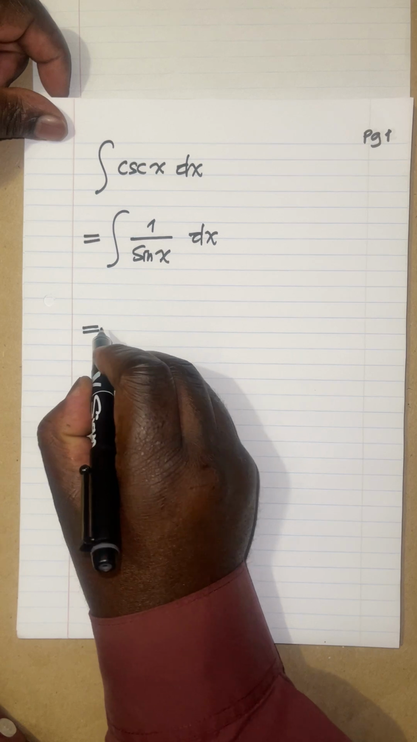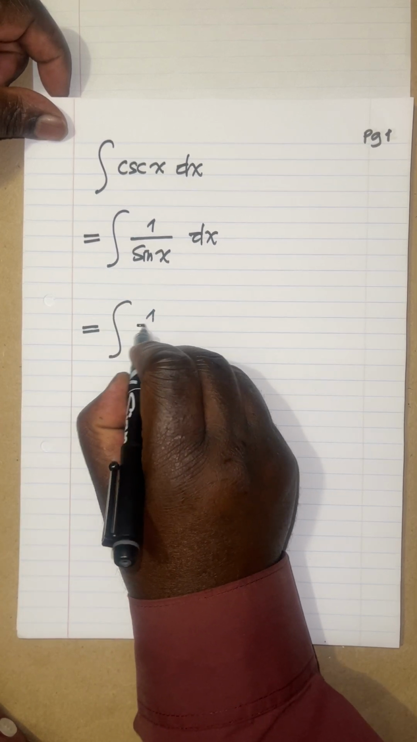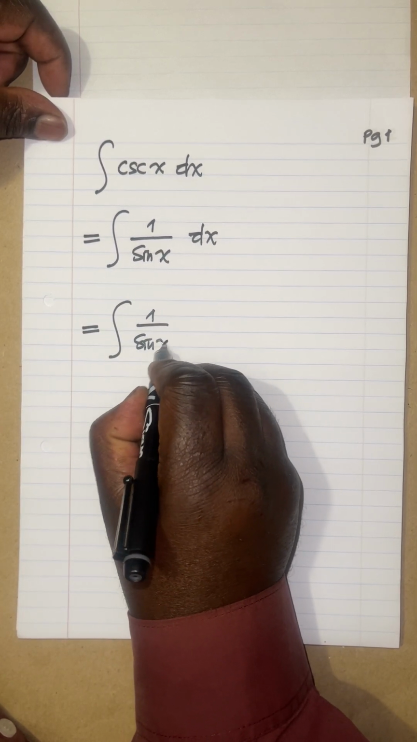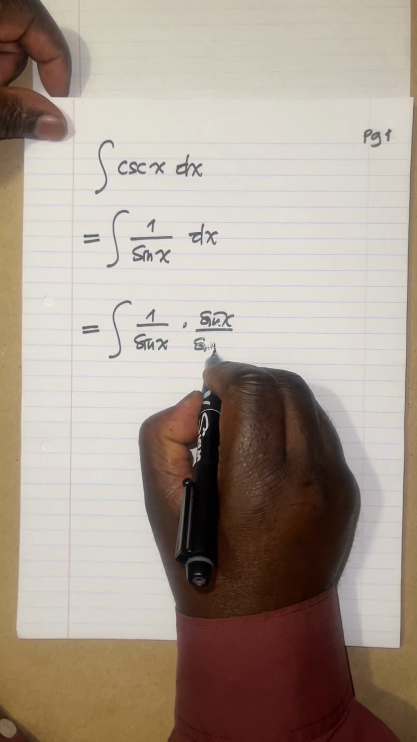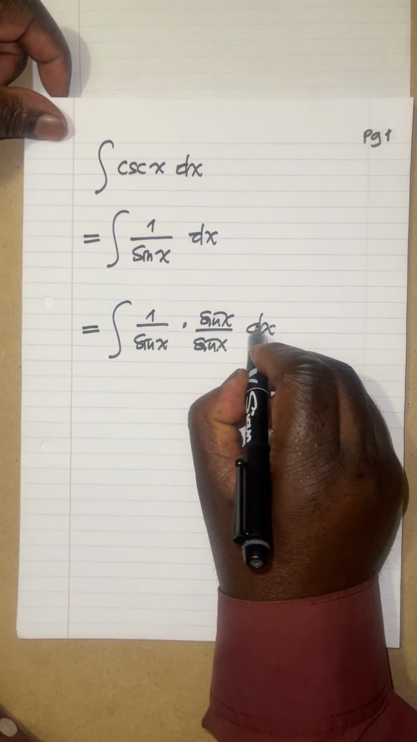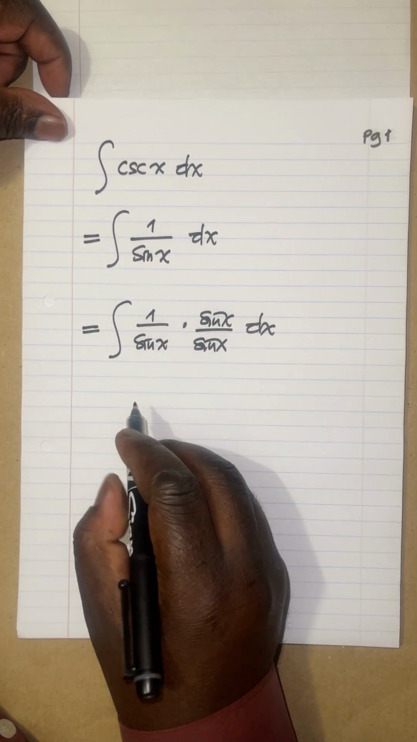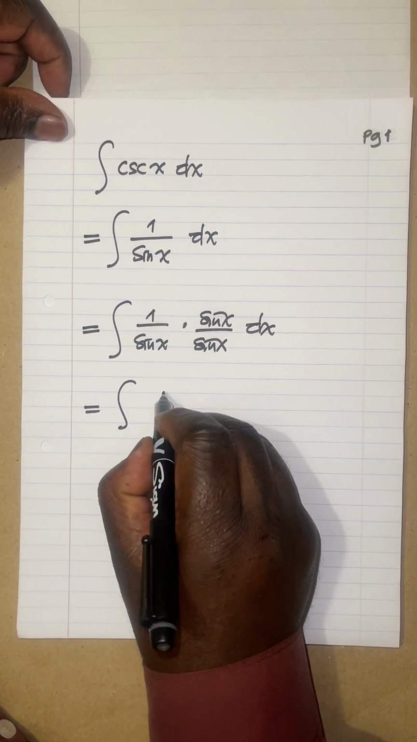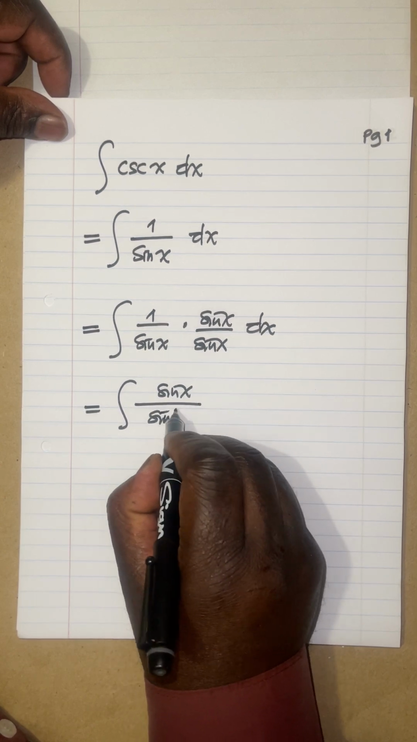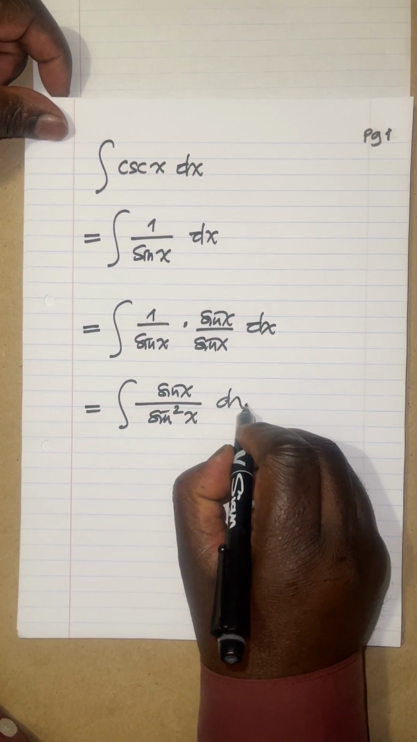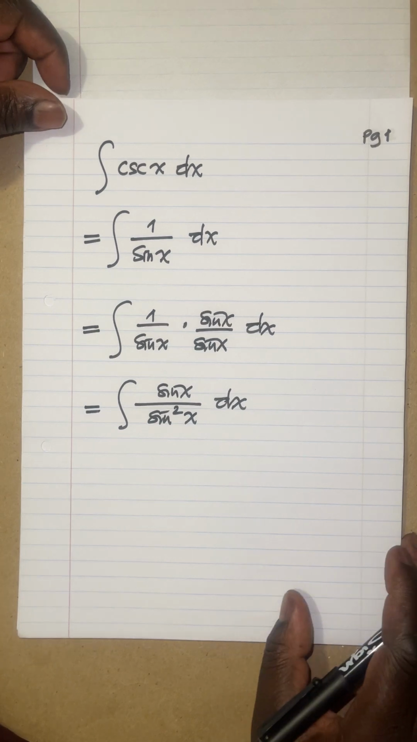So this is the same as the integral of 1 over sine x times sine x over sine x dx. Now sine x times 1 obviously is sine x, so this is the integral of sine x all over sine squared x dx.